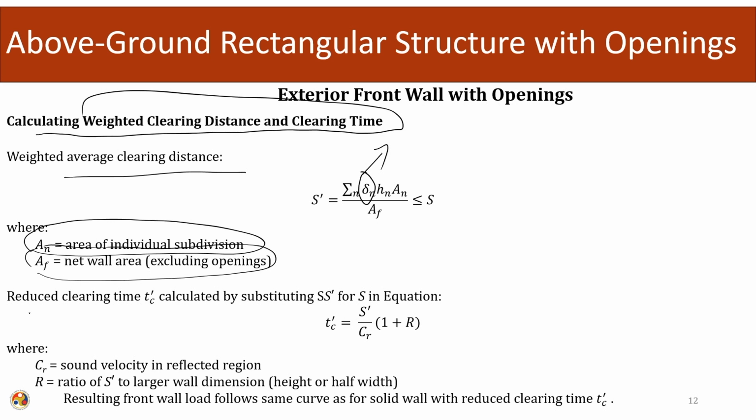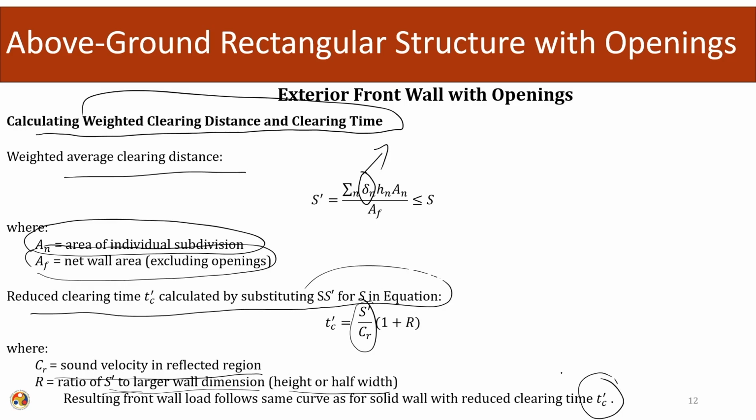So, reduced clearing time is calculated by substituting this in the equation, where Cr is the sound velocity in the reflected region, R is the ratio of S prime to the large wall dimension, height or half width. The resulting front wall load follows the same curve as for the solid wall with reduced clearing time. If the clearing time is reduced, then as we have seen earlier, it will follow the same curve as the proper solid wall.